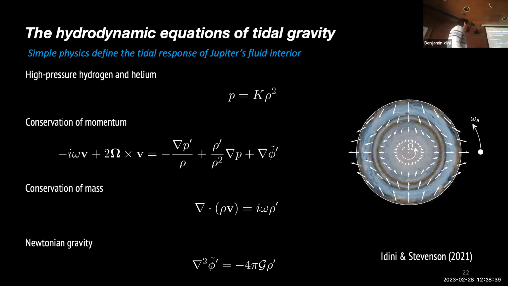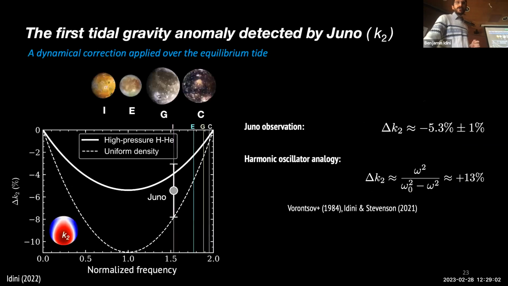And then conservation of mass: all the tidal motion conserves mass, and the definition of gravity that connects the gravitational potential to perturbations in density. So we put those things together to form a system of equations that is actually fairly complicated to solve. But the results are easy to interpret. So let's jump into the results.